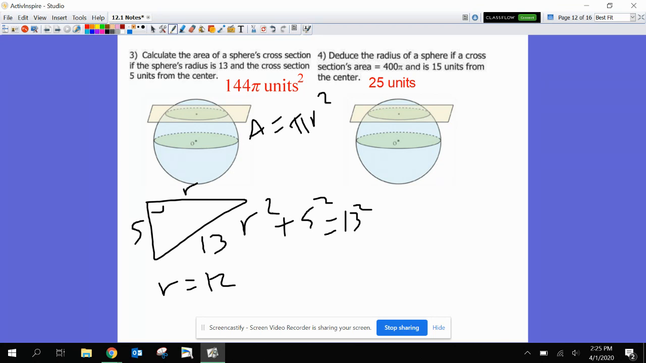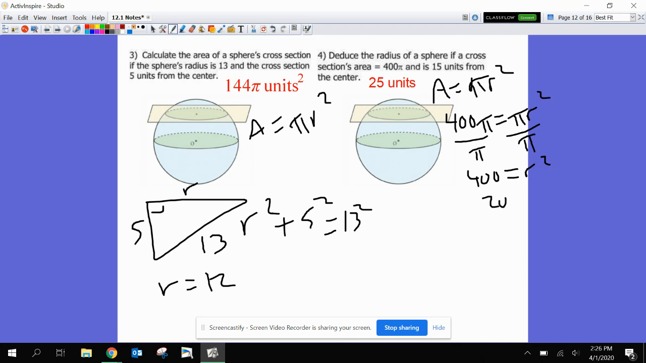All right, the last one, number 4, it says deduce the radius of the sphere if the cross section's area is 400 pi. All right, so now we're going to have to tap on the brakes here. So the area is pi r squared, and they give you the area of 400 pi. And so you're going to have to work backwards to find your radius. And so if you divide both sides by pi, you get 400 is equal to r squared, and you take the square root of 400, that should give you an r of 20.